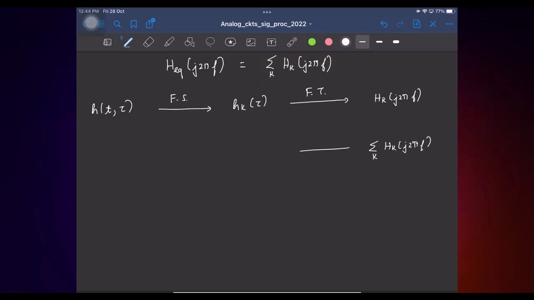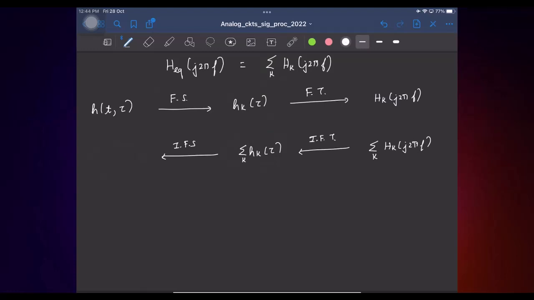So if I take the inverse Fourier transform, how does it relate to the H_k's? It's a linear operator, so it is still the summation of h_k(tau). Fine. Now this is basically the sum of all the Fourier series coefficients. If you sum up all the Fourier series coefficients of a signal, what will that imply? What is that equal to?